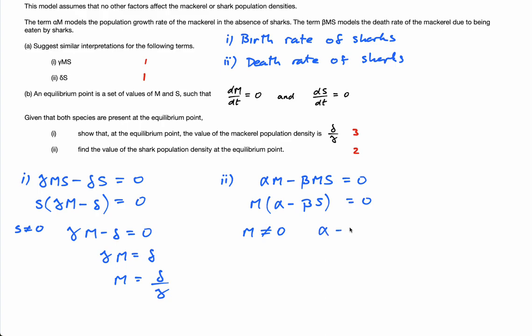So alpha minus beta S equals 0. Beta S equals alpha, and then S is equal to alpha over beta. Okay, that is parts A and B.